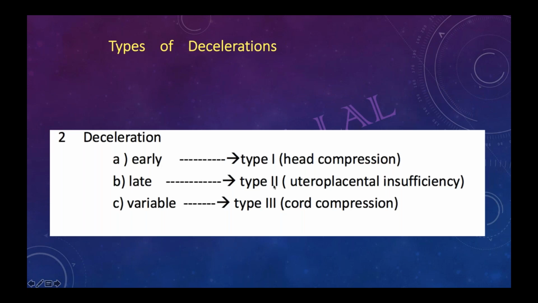There will be 3 types of deceleration: early, late, and variable. If it is early, it is due to head compression. If it is late, it is hypoxia, or acidosis, uteroplacental insufficiency. And if it is variable, that means something is coming and going. It is because of cord compression.